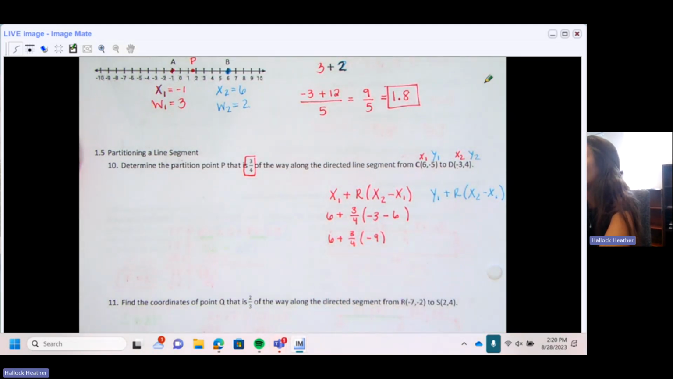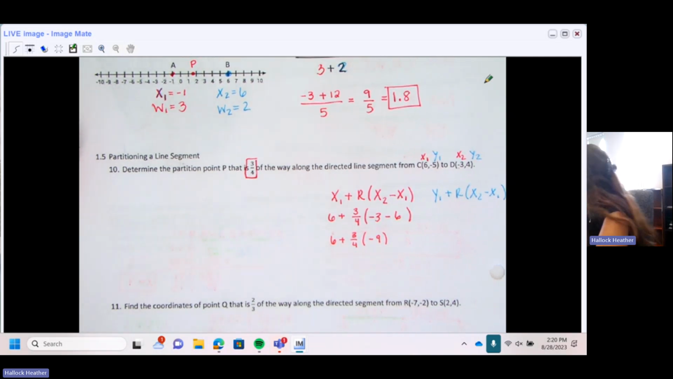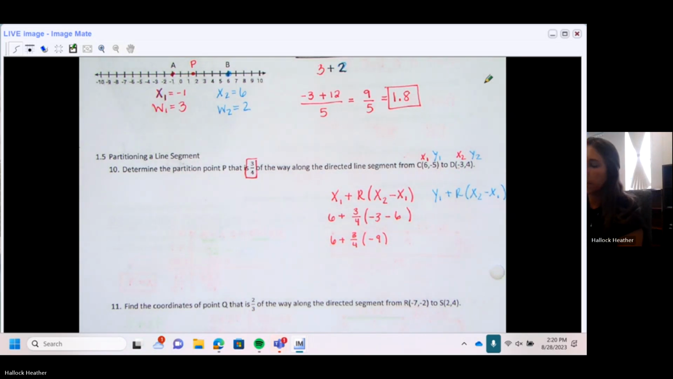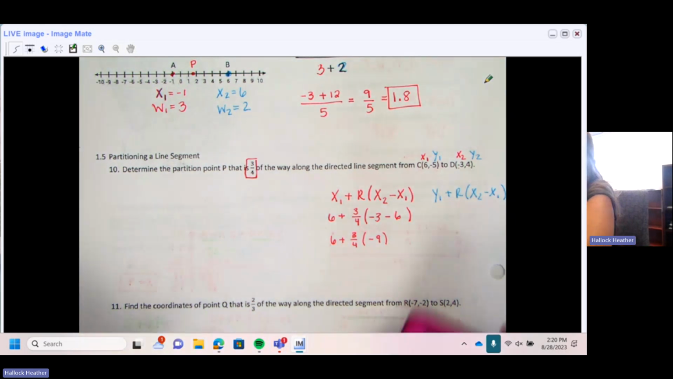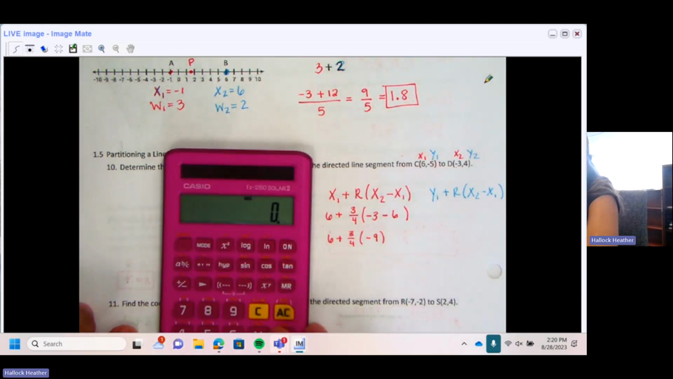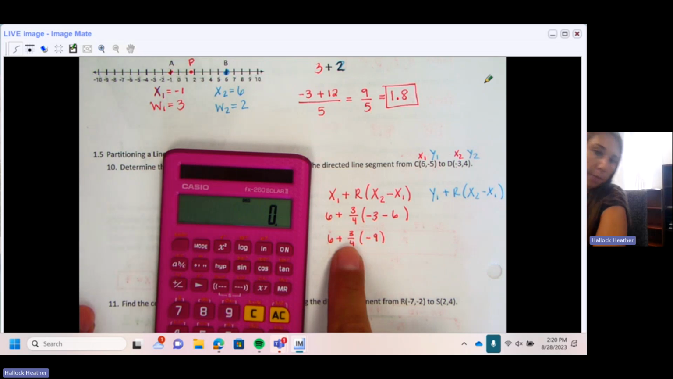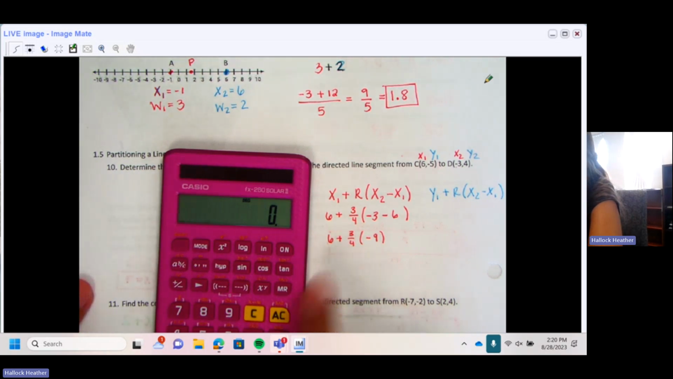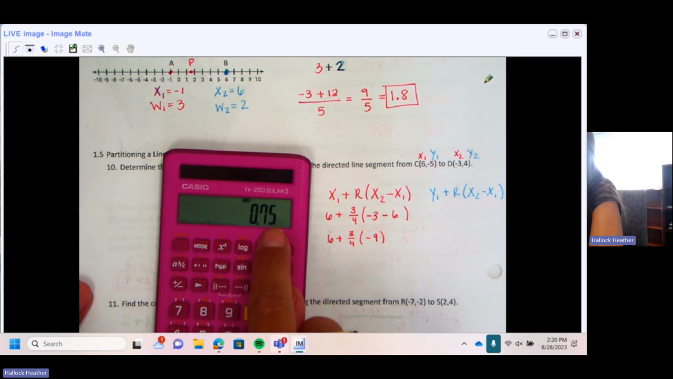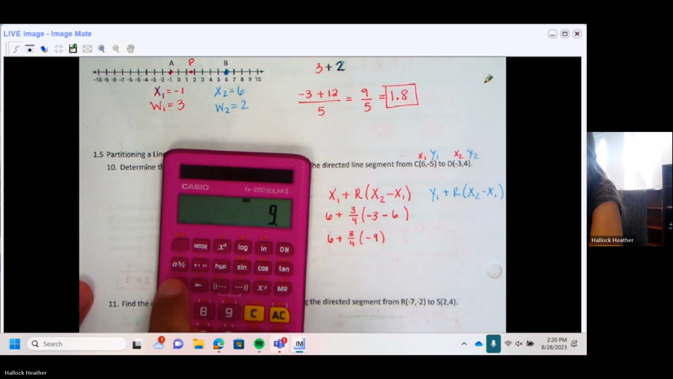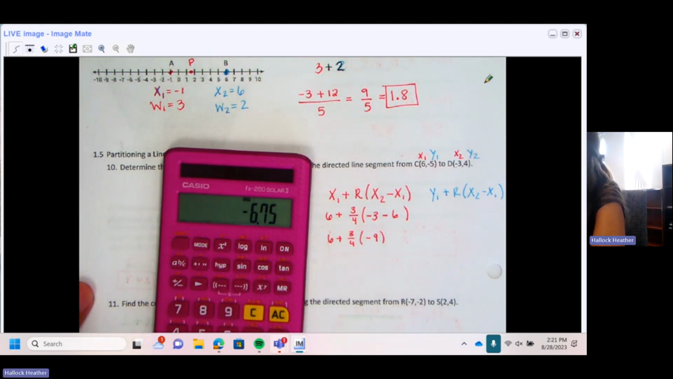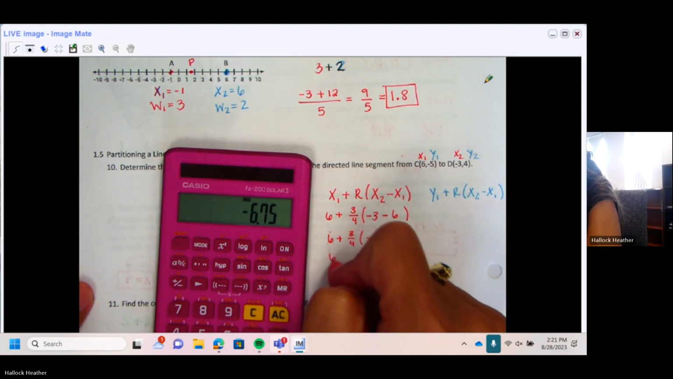Now, when you do this 3 divided by 4, this is where people mess up. 3/4 as a decimal is 0.75. If you're not sure how to get that, you're literally taking 3 and dividing by 4. A fraction is fancy division. So 3 divided by 4 gives me 0.75. I'm going to multiply by -9. That gives me -6.75.